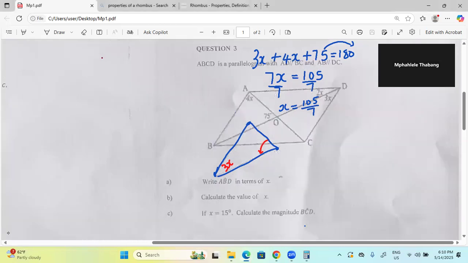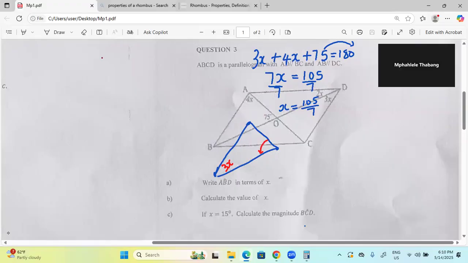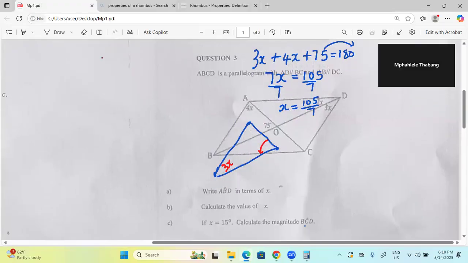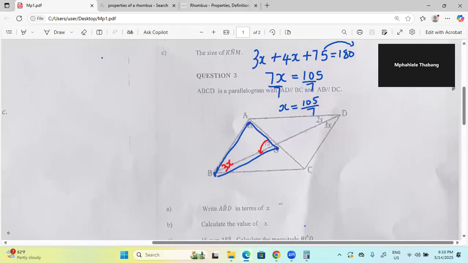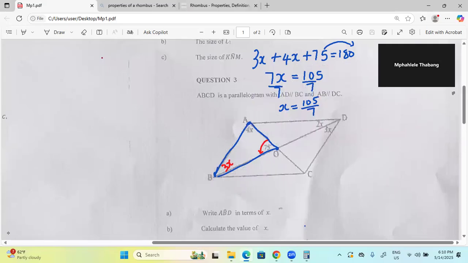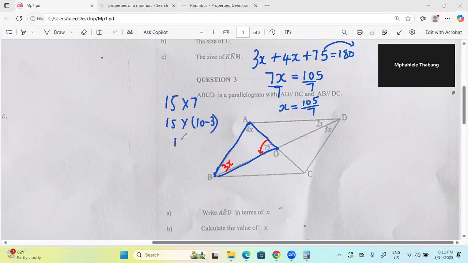Now, if x is 15, calculate the magnitude of BCD. Maybe 105 divided by 7 is 15. Is it? 15 times 7, is it 105? I'm just curious, let me just check. 15 times 7 is the same as 15 times 10 minus 3, which is 150 minus 45. Oh, yes, it's 15. Okay, 105 divided by 7 is 15.